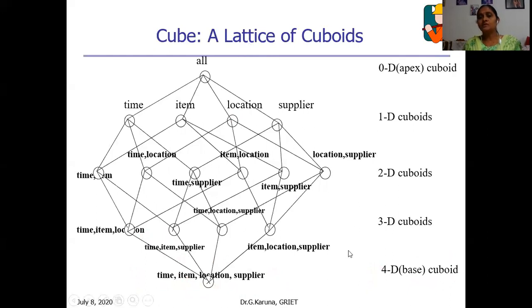Similarly, if you are taking n dimensions, it is a collection of cuboids. So this is the representation of the lattice of cuboids of the data cube in a data warehouse.